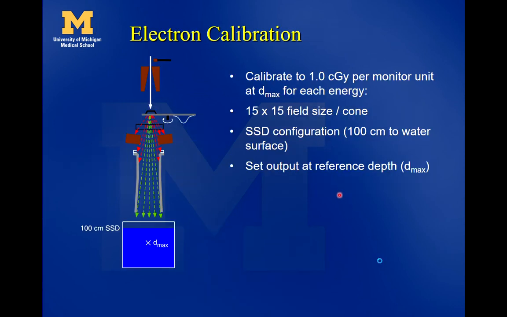For electron beam calibration, the vast majority of clinics calibrate to 1 centigray per monitor unit at Dmax for each energy using the 15 by 15 cone with the SSD set to 100 centimeters to the surface of a water tank. And then the output reference depth is Dmax of the beam. So every single beam in our department: 1 centigray per monitor unit at Dmax, 15 by 15 cone, 100 SSD to the water surface, Dmax. That's the calibration condition.